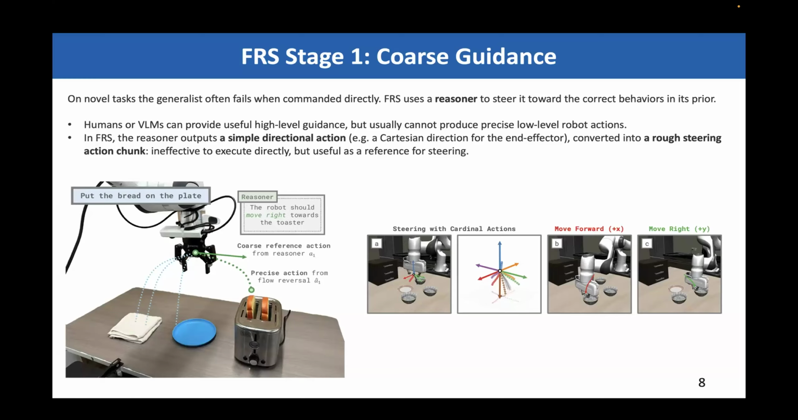And then you convert this into a rough steering action chunk. So you convert this into a very rough action chunk, which when you try to execute directly, will usually fail. But the key insight here is it's very useful as a reference for steering, right? So essentially, using a human or VLM, you have this kind of high-level guidance called a reference action.